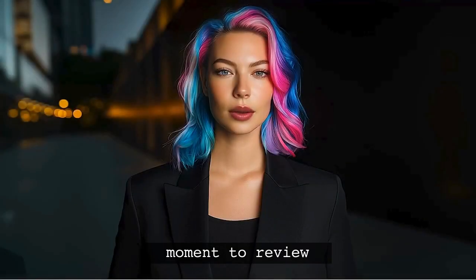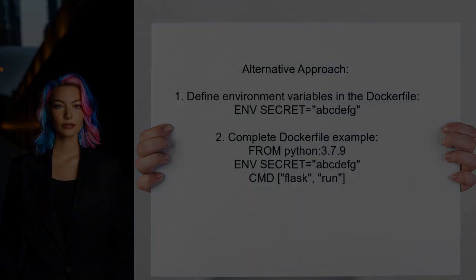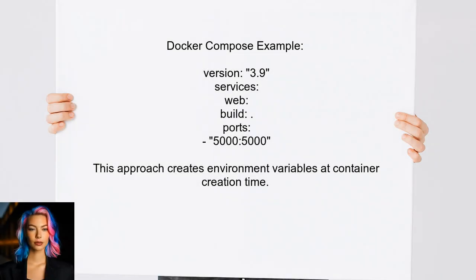Let's take a moment to review another user's answer. An alternative solution suggests defining environment variables directly in the Docker file. For example, you can use the ENV command to set a variable like SECRET equal to a specific value. In the docker-compose.yml file, you can build the service and expose the necessary ports. This method ensures that the environment variables are set when the container is created.